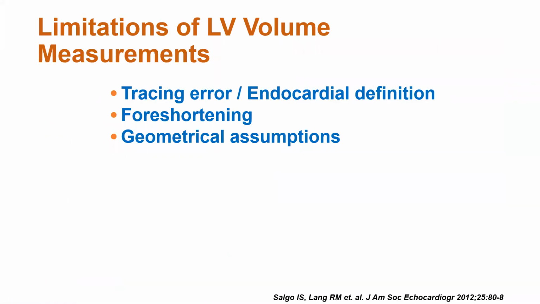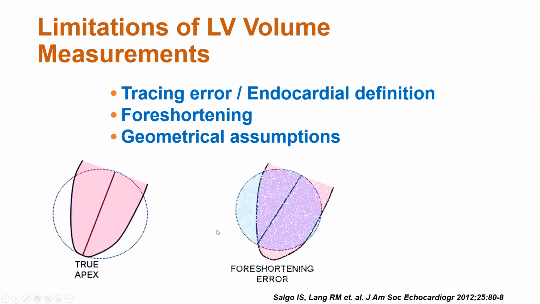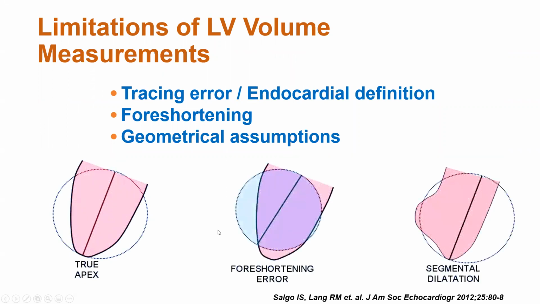And why is this? Well, it's a very nice paper from Dr. Lang's laboratory a few years ago, breaking down the errors into tracing errors, errors concerning the endocardial definition, foreshortening, which we'll spend a fair amount of time on, and geometric assumptions about the shape of the left ventricle. And these are illustrated here.